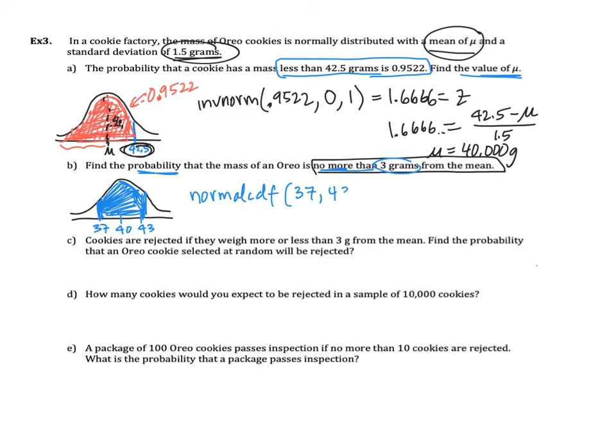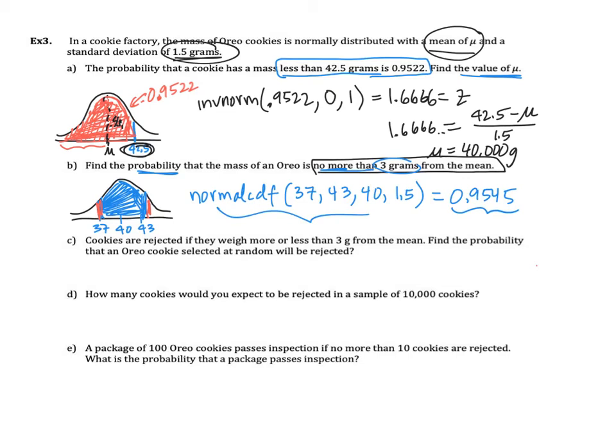37 is my left bound, my lower bound, 43 is my upper bound, 40 is my average, and 1.5 is my standard deviation. So when I punch those numbers into my calculator, I write this down to show work, and then you should have gotten an answer of 0.9545. So roughly 95.5% of all Oreo cookies have a weight between 37 and 43 grams.